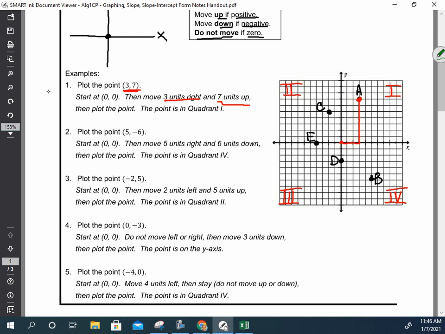Then 5, -6. So the 5 means you go 5 to the right. 1, 2, 3, 4, 5. And then 6 down. 1, 2, 3, 4, 5, 6. What's your point? And that's in quadrant 4.